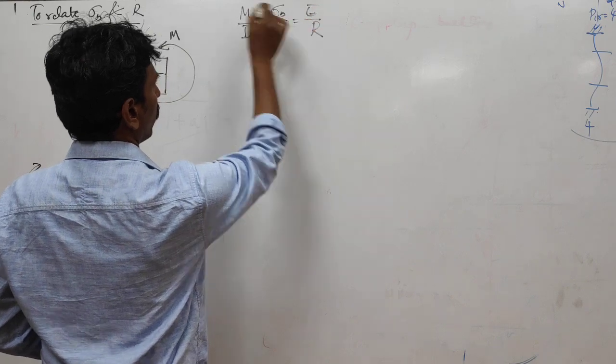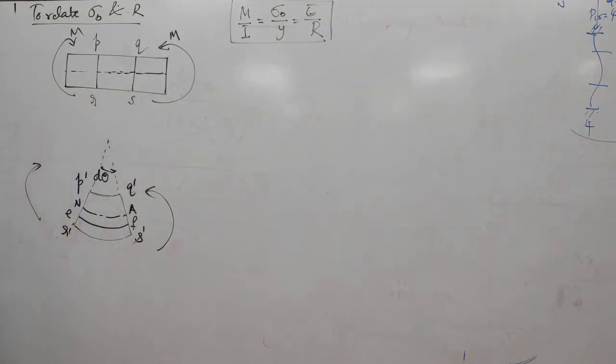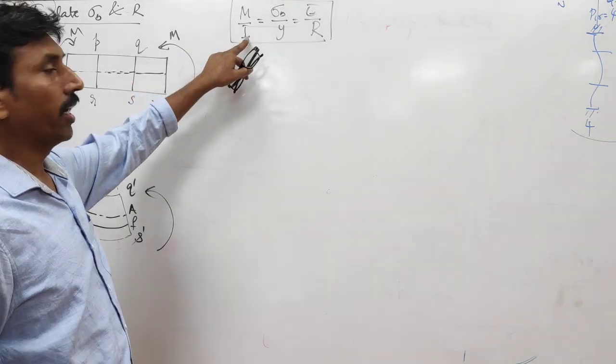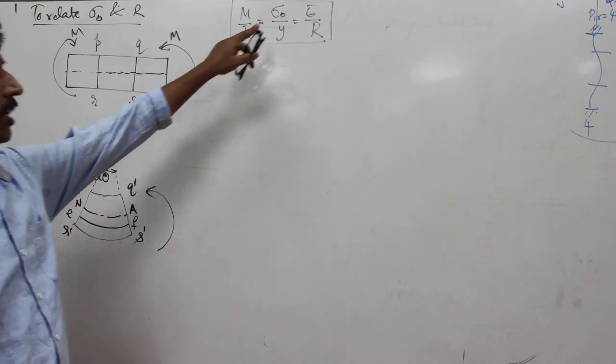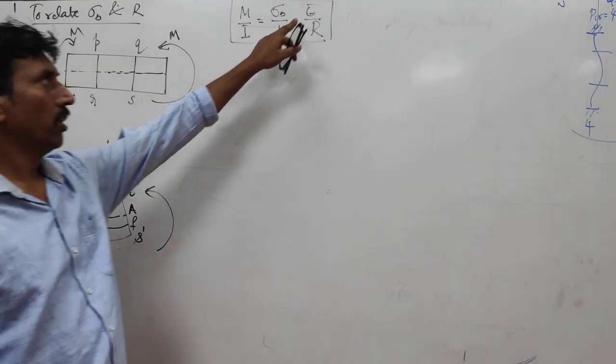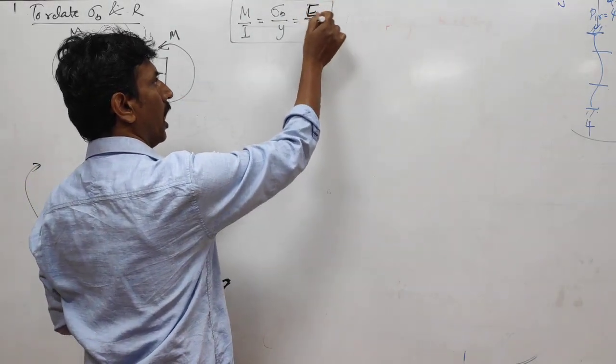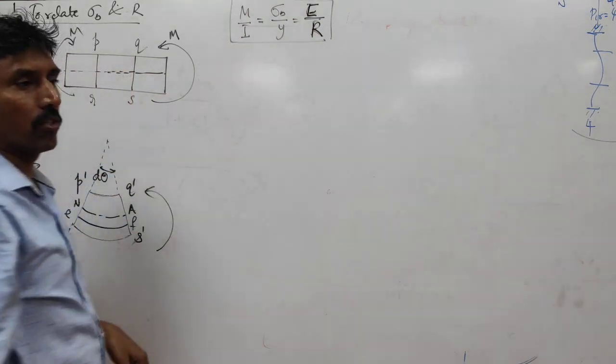This is the equation we are going to derive, where M is the bending moment applied, and I is the moment of inertia of the beam, and sigma b is the stress at any fiber which is at a distance y from the neutral axis. E is the Young's modulus of the material. R is the radius of curvature. We are trying to relate this.